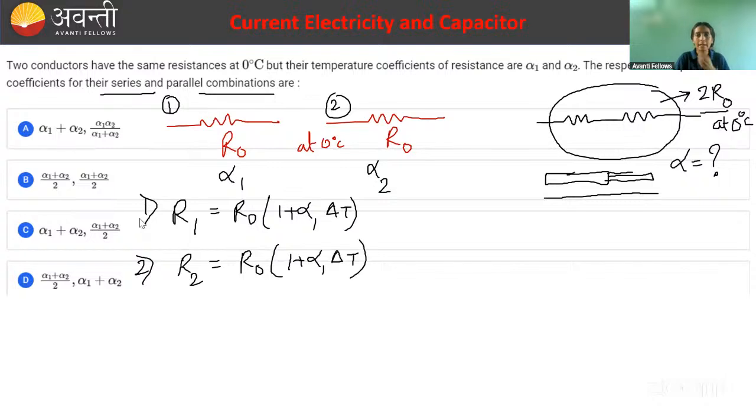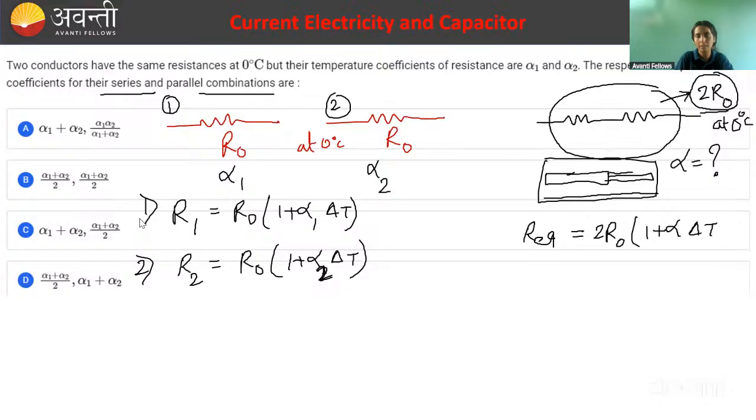Okay, and here if I talk about this combined rod system, alpha 2. Yes, so alpha 2, sorry, alpha 2 delta T. This is what I can write. Now look, for this combined rod, write that its resistance is 2R naught at 0 degree centigrade. Let's say when we increase the temperature by delta T, this combined rod has a resistance R equivalent, and this is equal to 2R naught (1 plus alpha delta T).